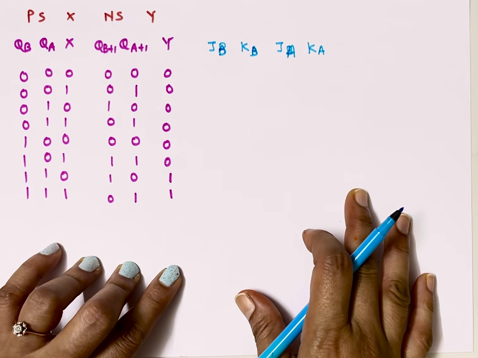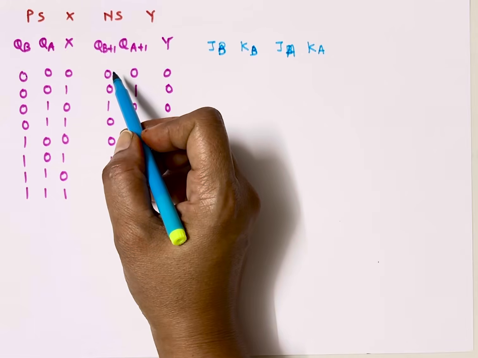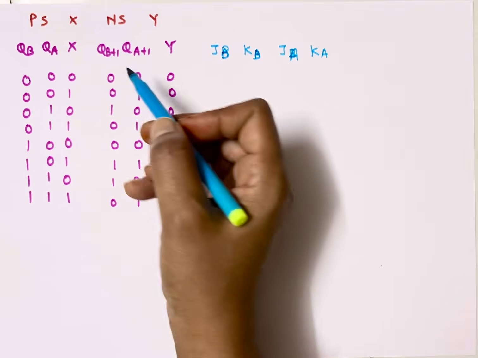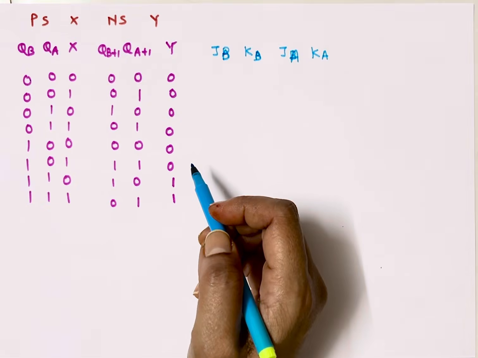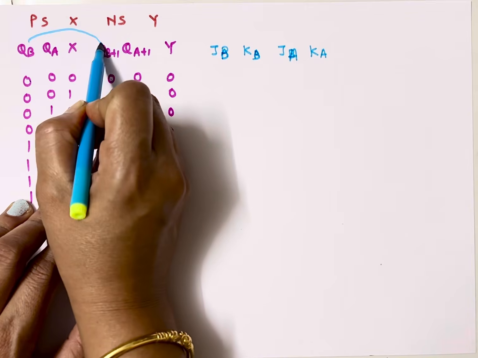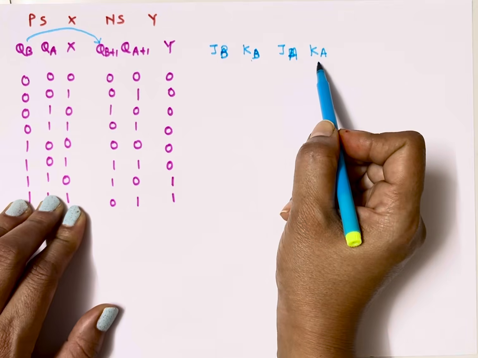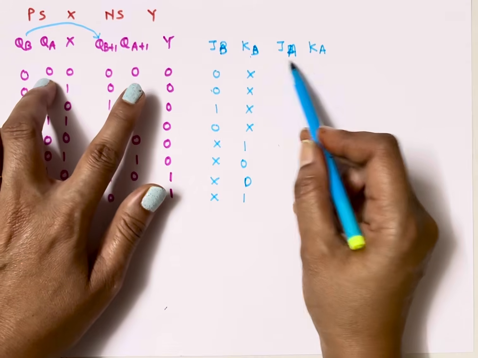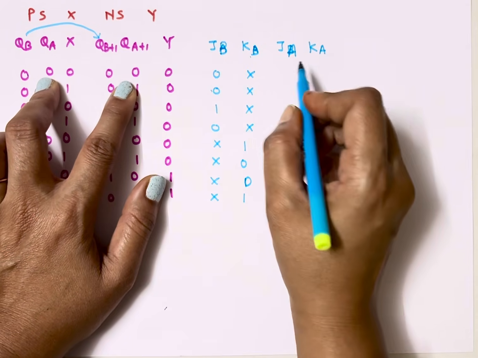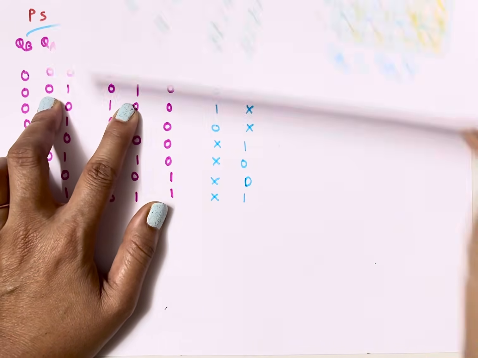Again, by using the excitation table, I'll compare this QB with QB plus 1 and then I'll identify the values of JB, KB. So this is the excitation table of JK flip-flops. So I'll compare this QB with QB plus 1 and QA with QA plus 1 and I'll identify JB, KB, JA, KA. So this is for JB, KB. Now let's do it for JA, KA. So for 0, 0, 0 don't care. For 0, 1, 1 don't care. I'm doing it by using this excitation table.